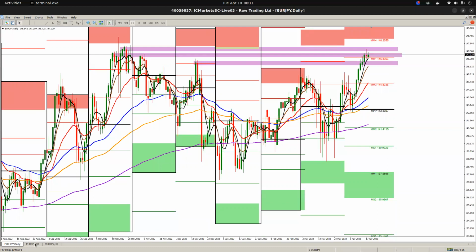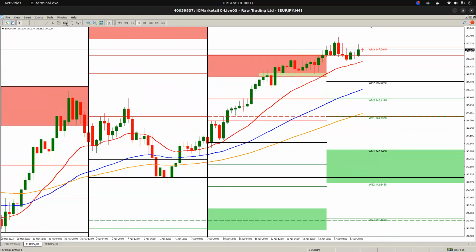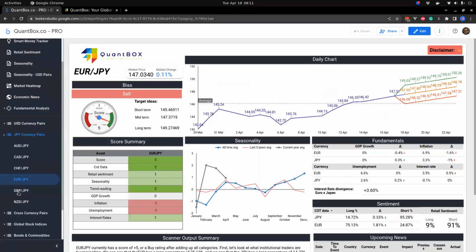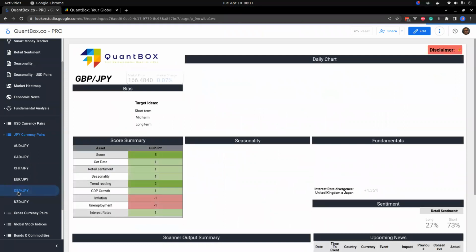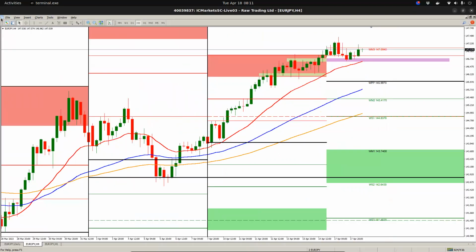You're looking for price to break support, support to become resistance. You can see there that support is currently holding, okay? You need to see price break support, support to become resistance, okay? That hasn't happened yet, so you wait and see. On the pound yen, you've got a bias of buy, okay?